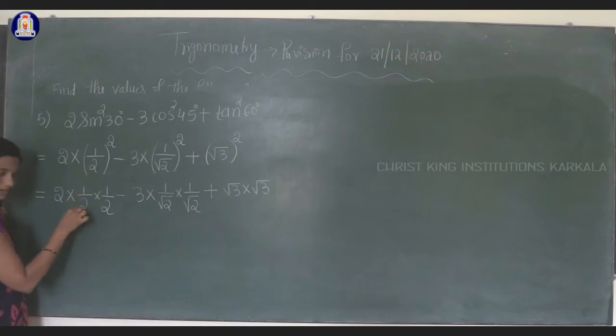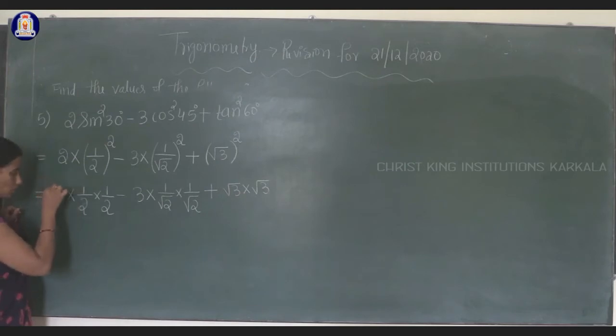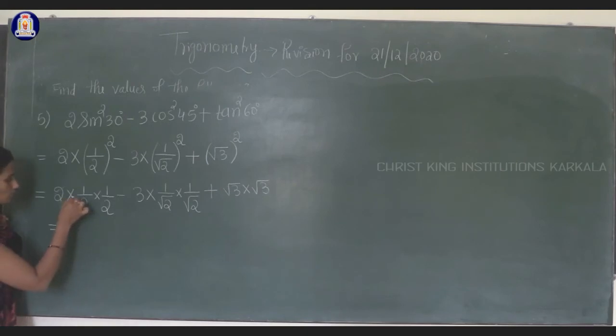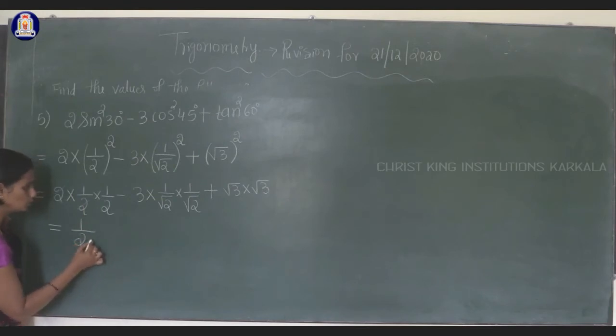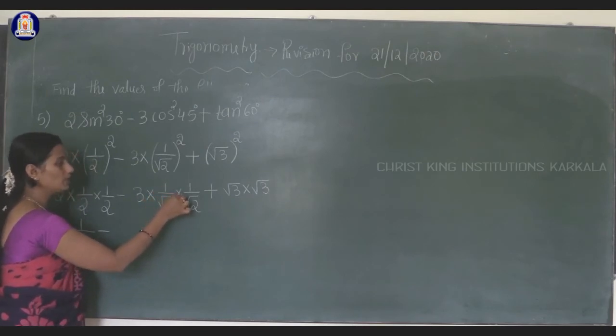So now see how to do 2 into 1 divided by 2 into 1 by 2. Can you cancel this 2 and this 2? Yes, you can cancel. Why can we cancel here? See, 2 can be written as 2 divided by 1, correct? So the numerator is 2 and the denominator is 1. In this one the numerator is 1 and the denominator is 2, so numerator and denominator 2 cancel. Yes, this is cancelled. So 1 into 1 by 2 is 1 by 2.